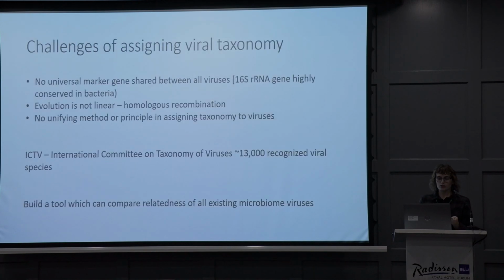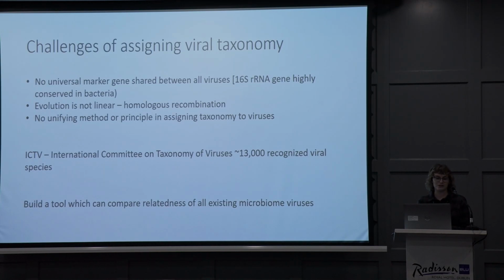So what are the challenges of assigning viral taxonomy? There's no universal marker gene between all viruses. In bacteria, you have the 16S rRNA gene, which is highly conserved, so you can trace that back to the last universal common ancestor. But it's thought that viruses evolved independently around 7 times. So you can't just look at one gene and compare how they diverge. There are lots of separate groups. Evolution is not linear. Viral genetics is really funky. They can swap out and change genetic modules and genes.